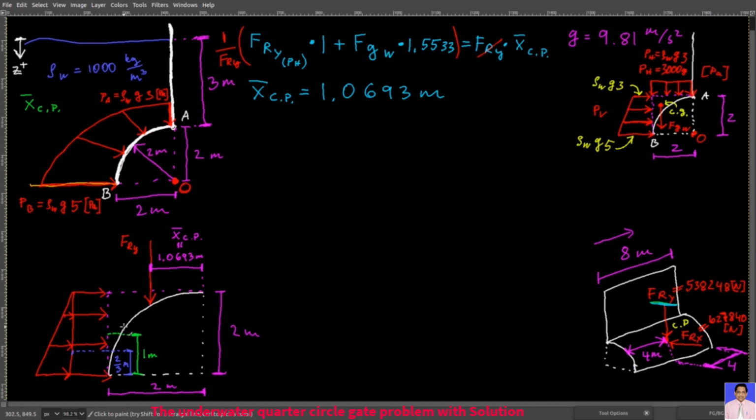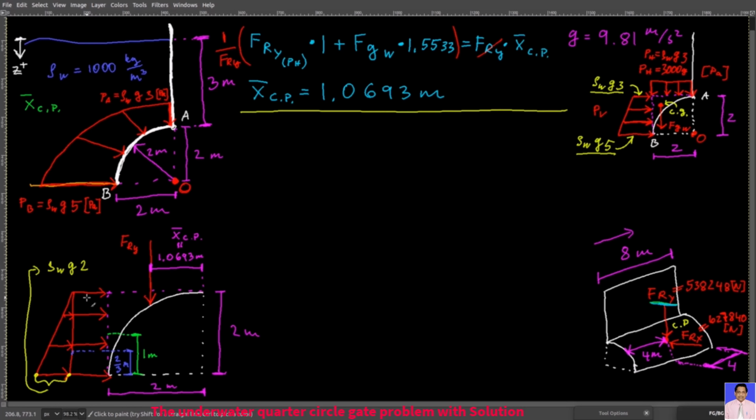And now we have to find their combined center of pressure. Remember that this side here is rho w times g times 3 meters. The other side is rho w times g times 5 meters. It means that this side here, we can say that it's this one minus this one. So it's gonna be rho w times g times 2. It's the difference of this point and this point.